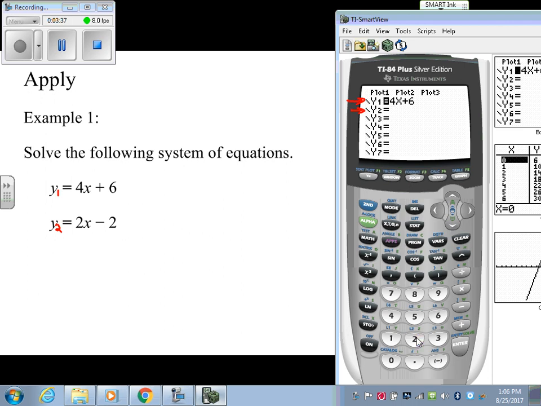And now I'm simply going to type 2, again my variable key, which is right below the mode, so 2x minus 2. And make sure you're using the minus sign and not the negative sign, because the calculator treats them differently. All right, now I'm going to hit the graph key, which is in the very top right corner of the calculator.